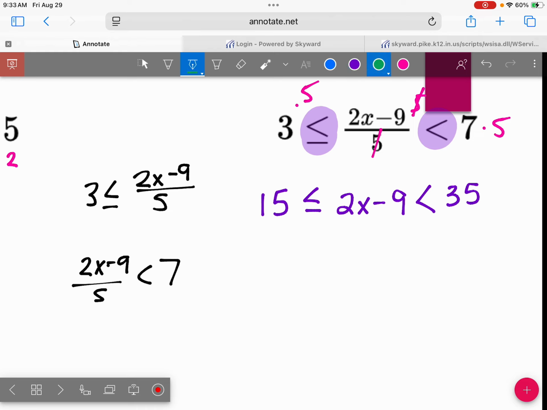Then what are we going to do? Add 9. Add 9. Add 9. So that's going to give us 24 is less than or equal to our 2x, which is less than 44. And we're almost there.